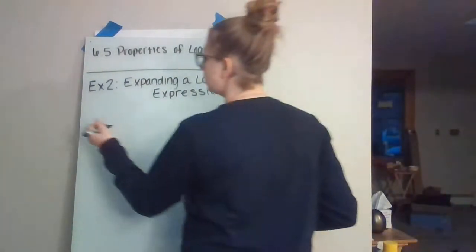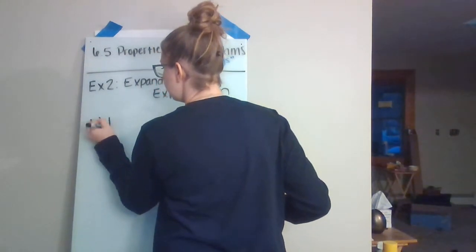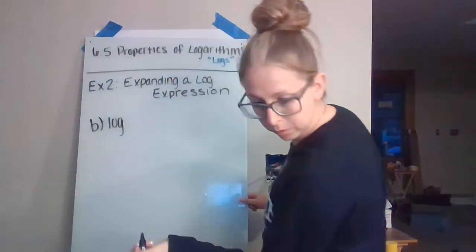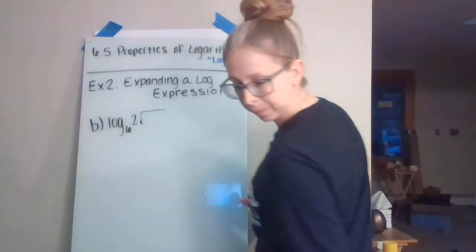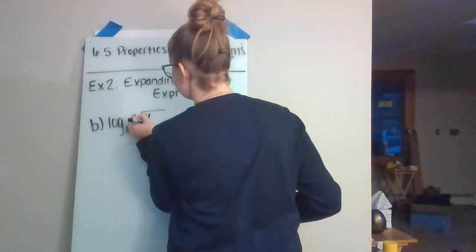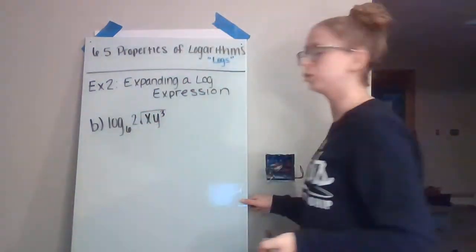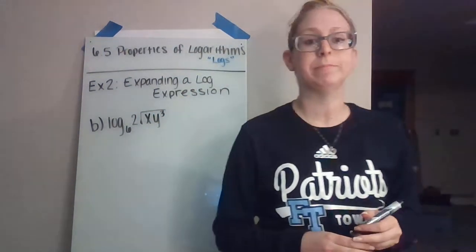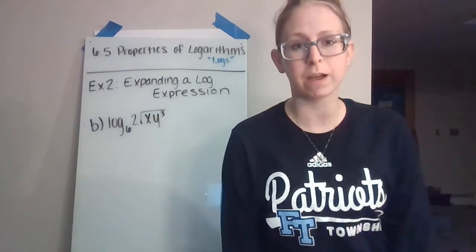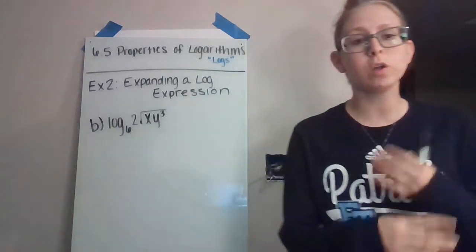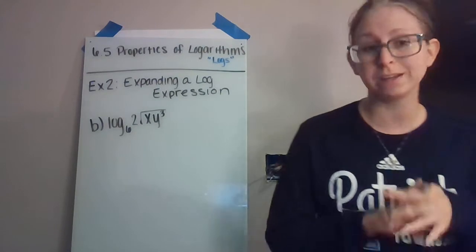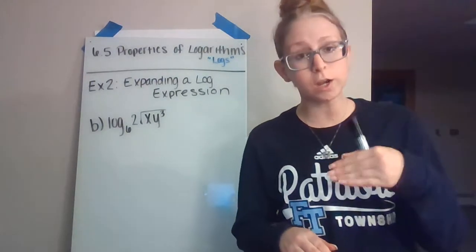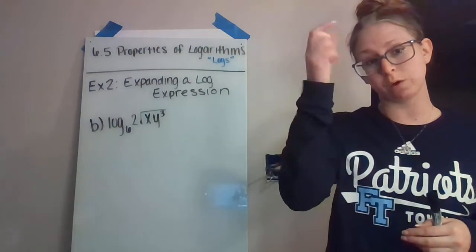Okay, so the next one's a little trickier. Log base 6 of 2 times x y cubed. All right, this one's trickier because it has a radical in it, and let's be serious, usually when you guys see radicals, you freak out. The only difference is whenever you see a radical, whether it be square root, cube root, fourth root, fifth root, it doesn't matter. We're going to convert it into an exponent fraction.